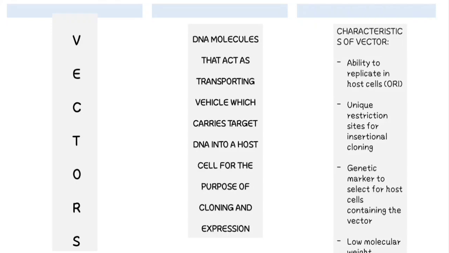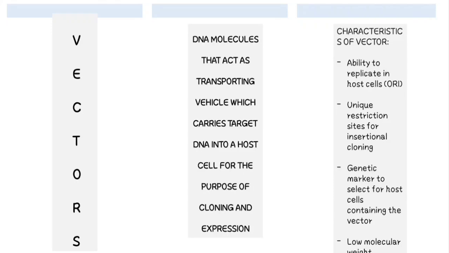Also, it has a genetic marker to select for host cells containing the vector, which means when our gene of interest goes into the host, how will we know it actually got transformed or not? For that we need these selection markers. I will give a very good example. For example, a plasmid. If I talk about pUC, it has ampicillin resistance.